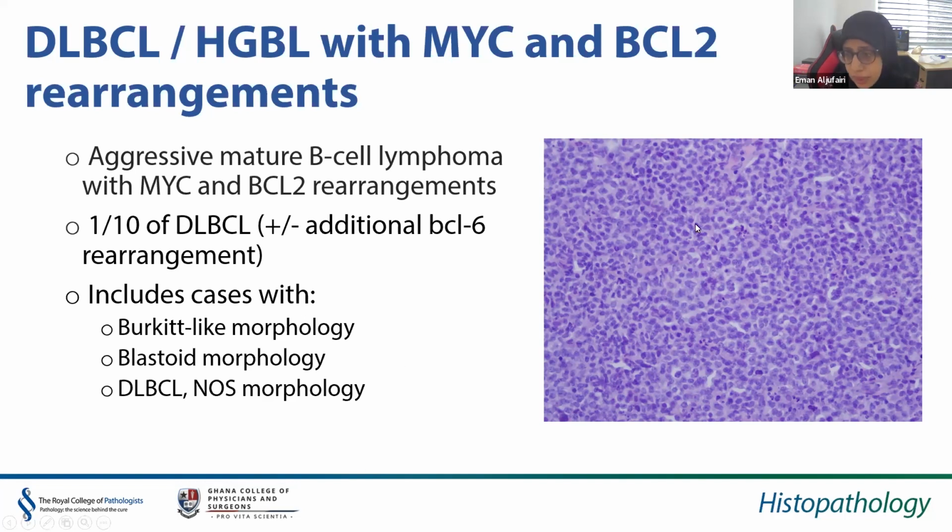And you can see here on the side one of the cases that I had, and it was positive for MYC and BCL2 rearrangement. So you have these sheets of large cells, you have frequent apoptosis and mitosis. For this case, the proliferation rate was very high, maybe like 80 or 90%. And then with FISH, we got the diagnosis of DLBCL with MYC and BCL2 rearrangement.